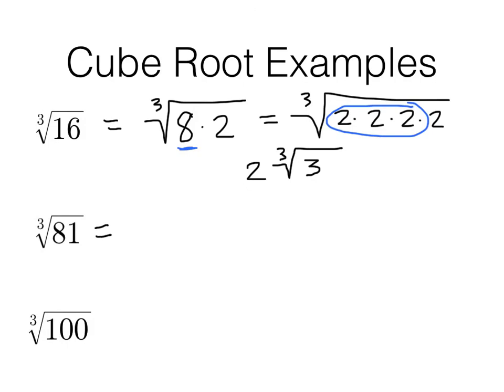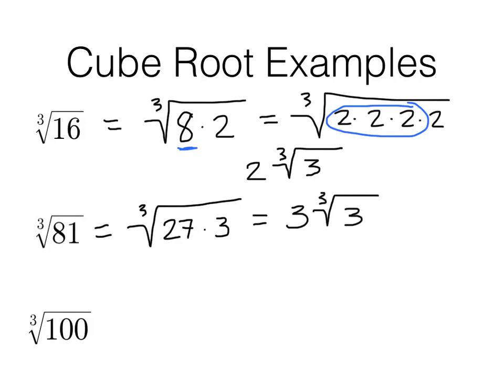How about this one? Can you think of a perfect cube that goes into 81? It's 27. 27 times 3. So this one's going to be 3 times the cube root of 3. Because the cube root of 27 is 3, and then you got a 3 left inside.